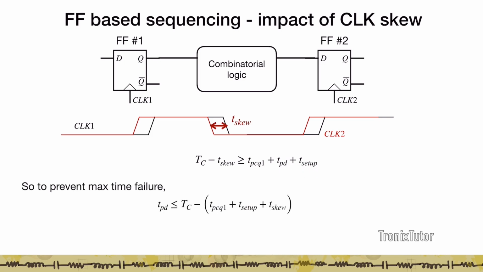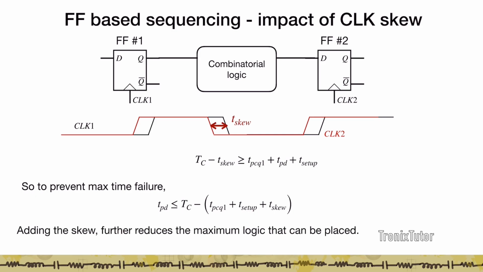So to prevent max failure, the maximum delay through the logic is TC minus TPCQ1 plus T setup plus T skew. So due to clock skew, you further reduce the amount of logic you can stuff in between the flip-flops. So the skew adds on to the sequencing overhead.